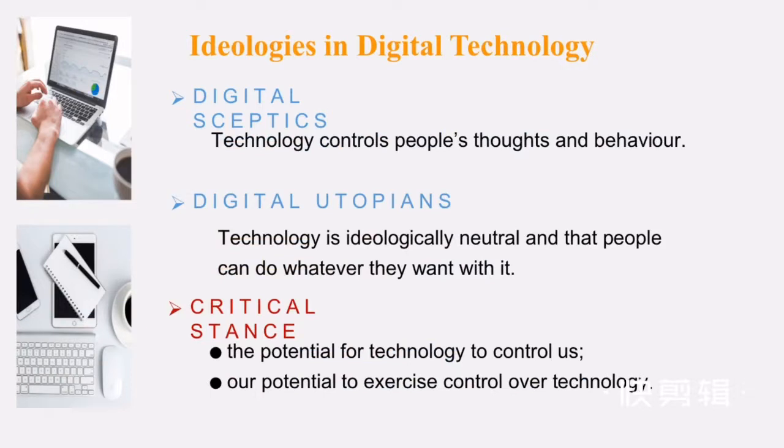As for ideologies in digital technology, we can see that there are 3 ideologies. Digital skeptics think that technology controls people's thoughts and behaviors. But digital utopians think that people can do whatever they want with technology. So it's very clear that these 2 ideologies are extreme. So there is a third aspect about digital technology, which is a critical stance. We think that there is a potential for technology to control us, but there is also the potential that we can exercise control over technology.